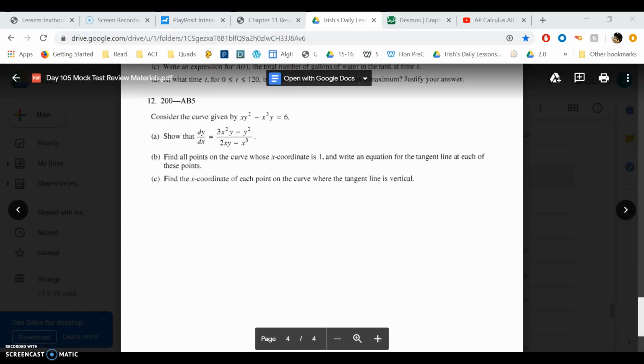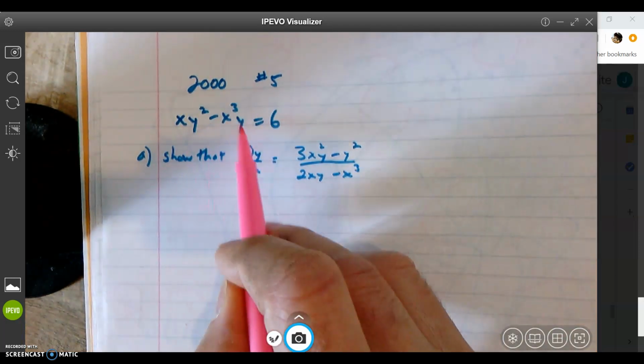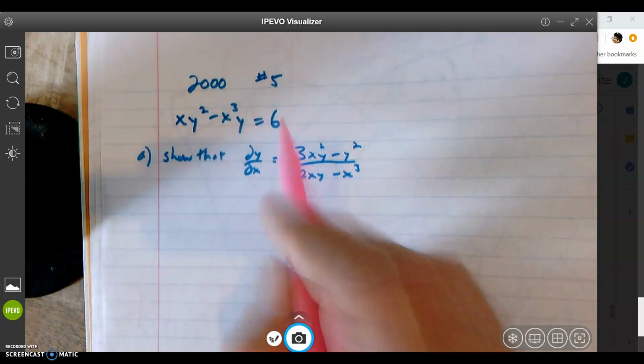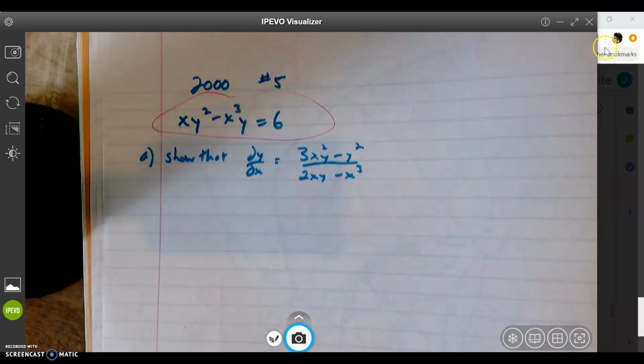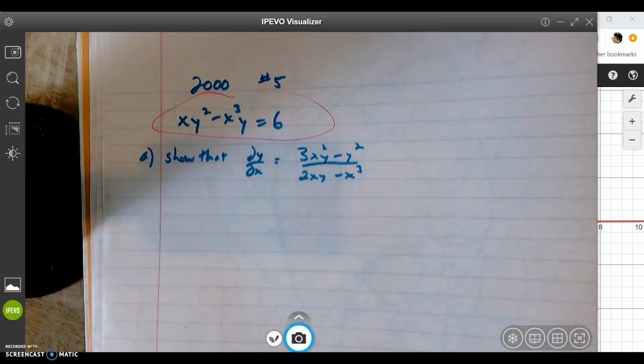All right, first one. We have xy squared minus x to the third y equals 6, and we have to show that the derivative is this, so I have to derive this. What is this right here? I put it in Desmos. This is a non-calculator one, but I put it in Desmos anyway. It looks like there's a parabola, this curve and this curve, all sorts of funky stuff going on. So this is what it looks like. Now let's analyze it using some calculus.